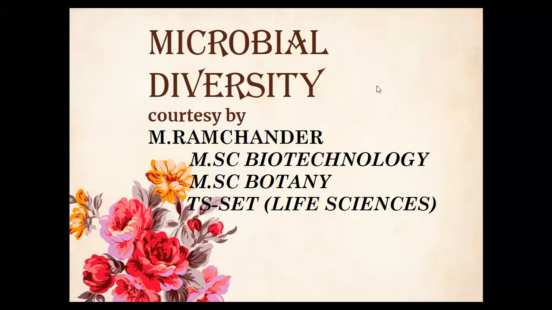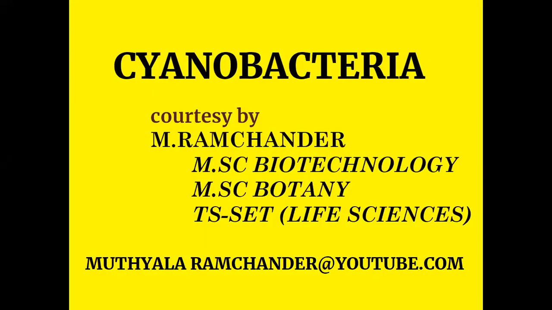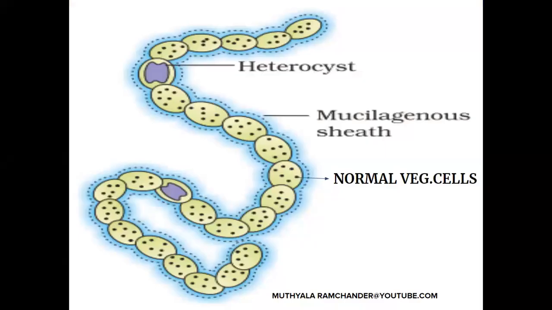Microbial diversity. Today we discuss microbial diversity. From that microbial diversity, we discuss cyanobacteria. Some examples of cyanobacteria are Nostoc, Anabaena, Oscillatoria. The Nostoc, Anabaena, and Oscillatoria belong to cyanobacteria.